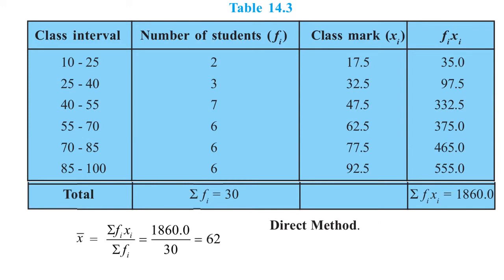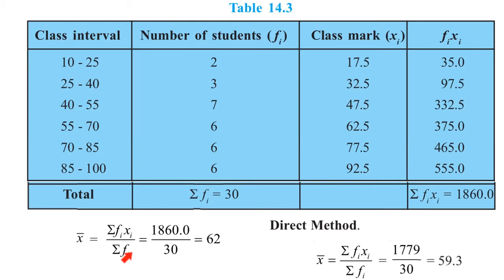Did you observe that in the previous table, say 14.1, and now in this table 14.3, we are using the same data and employing the same formula for the calculation of the mean, but the results obtained are different. Remember the mean that we got from the first table? It was 59.3. The mean that we got from here is 62, although we are using the same formula.